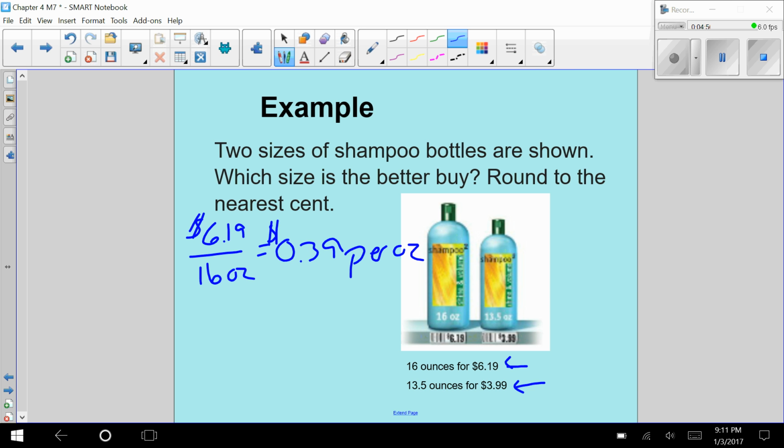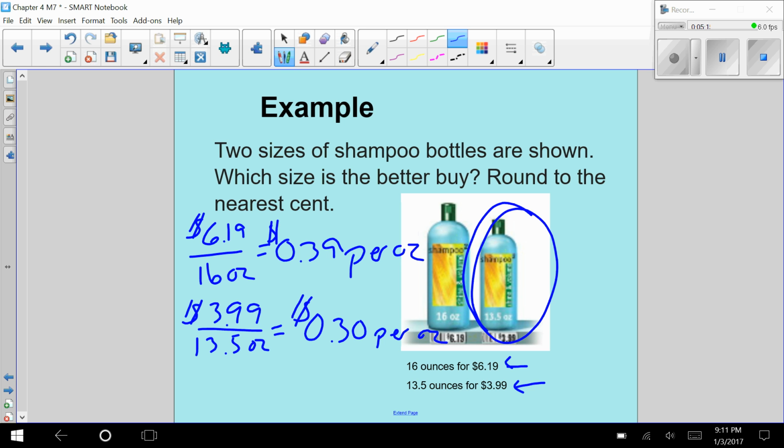All right, not too bad. Let's do the other one. We're going to take $3.99 divided by 13.5 ounces. So $3.99 divided by 13.5 ends up rounding to 30 cents per ounce. So which one is the better buy? The little one is the better buy because it's cheaper per ounce.